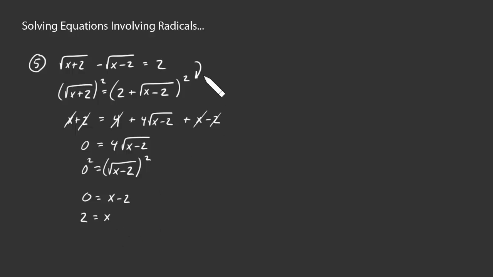Remember, this act of squaring both sides and this act of squaring both sides, either one might have introduced an extraneous solution. So I have to check. I have to go back up here to the original equation and say, well, what is the square root of 2 plus 2 minus the square root of 2 minus 2? This, of course, is the square root of 4, which is 2. This is the square root of 0, which is 0. And that is indeed 2, which is what I was hoping it to be. So x equals 2 is a solution, and the only solution to that equation. Okay? That's it.